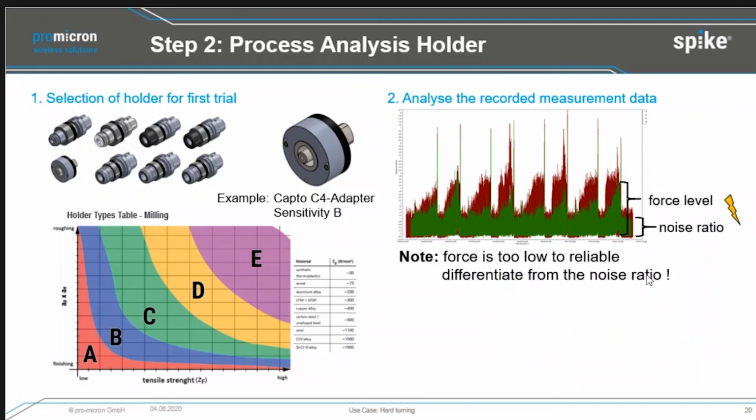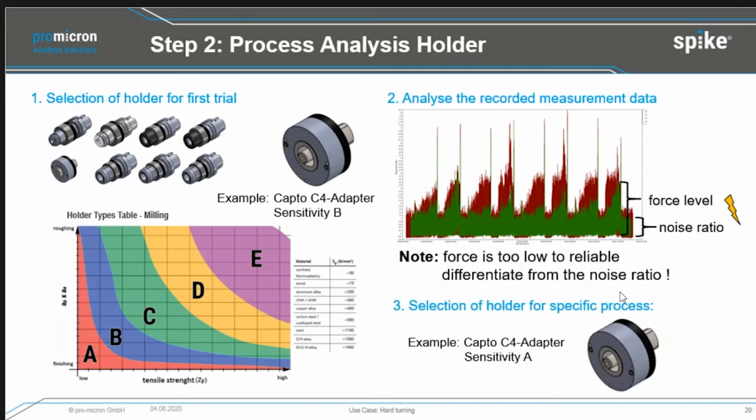So the force is too low compared to the noise of our sensor system to differentiate from the noise ratio. So for the monitoring process, we'll now move on with a sensitivity A holder. So the outline shape, everything is the same, but the sensitivity increased from B to A. So we are now able to detect even smaller forces.